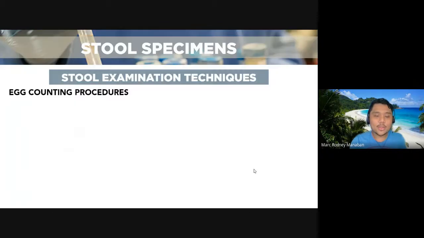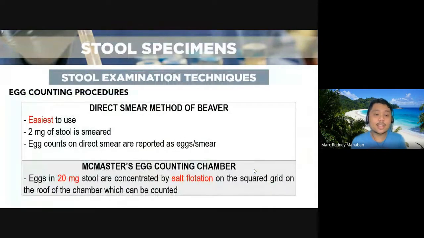Now, the last two methods of egg counting procedures. The first one is the direct smear method of Beaver. This is what we perform in our laboratory classes. If you can remember, after making your direct fecal smear.